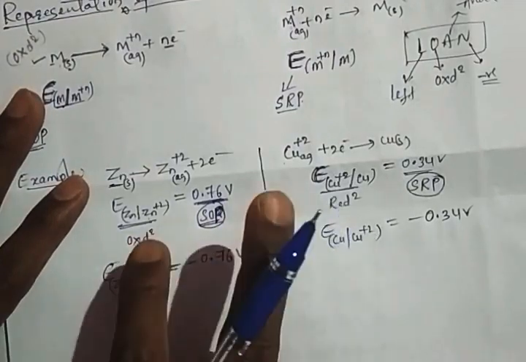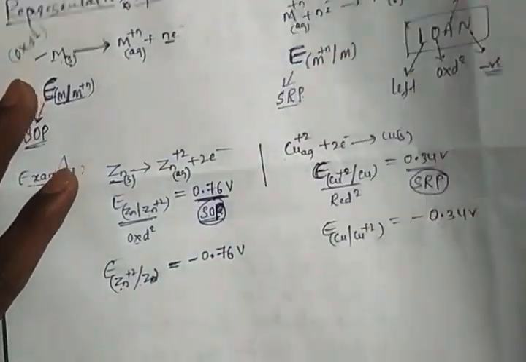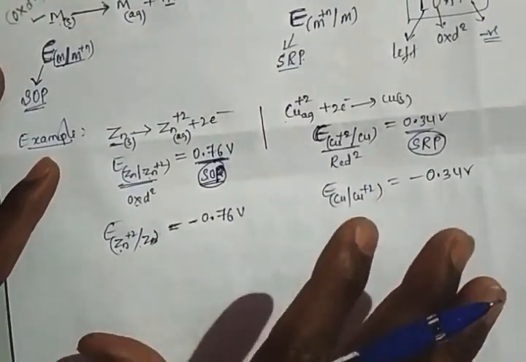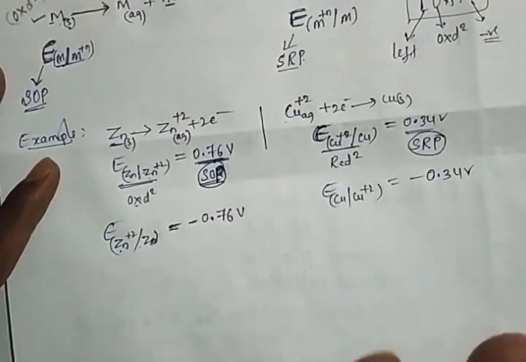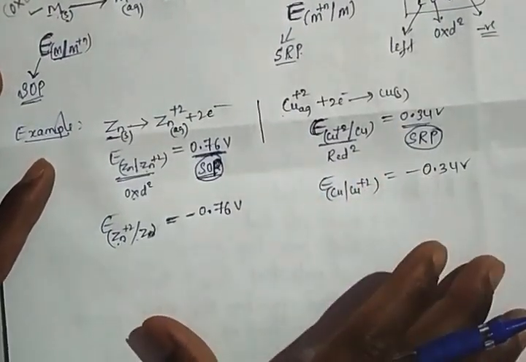So with respect to two different electrodes, we can predict oxidation and reductions. I will explain in the further application part. So here I am just giving some important facts about the electrode potential. So just note these points.